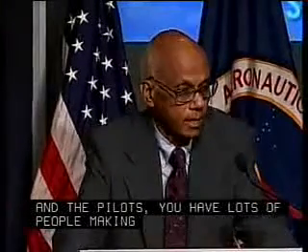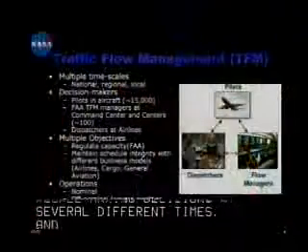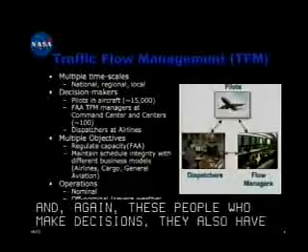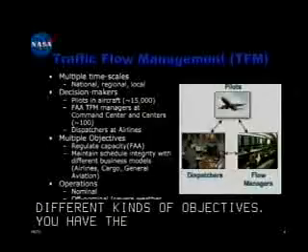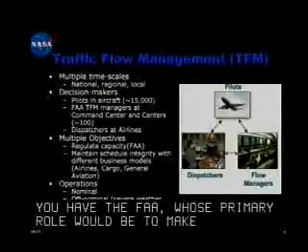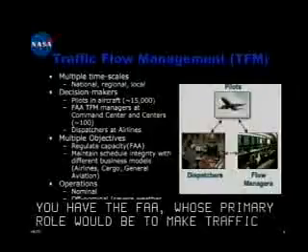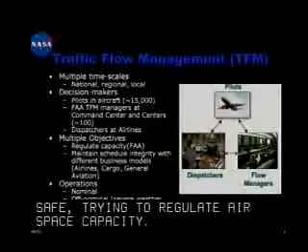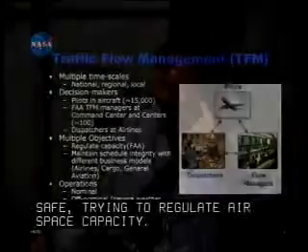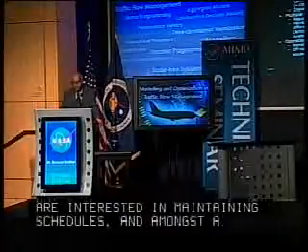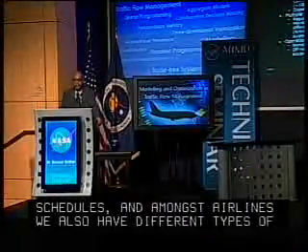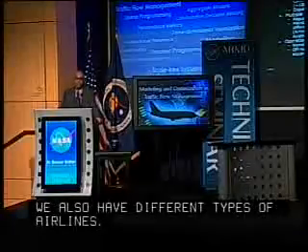And again, these people who make decisions also have different kinds of objectives. You have the FAA, whose primary role would be to make traffic safe, trying to regulate airspace capacity, while you have airlines which are interested in maintaining schedules, and amongst airlines we also have different types of airlines. You have passenger airlines, you have cargo airlines, and then you have general aviation.